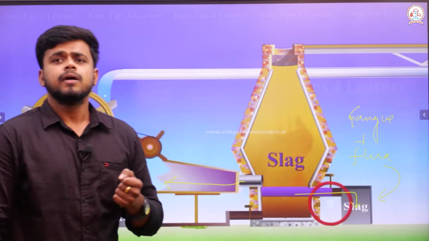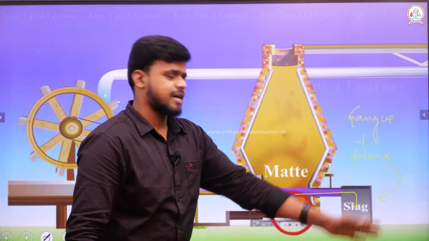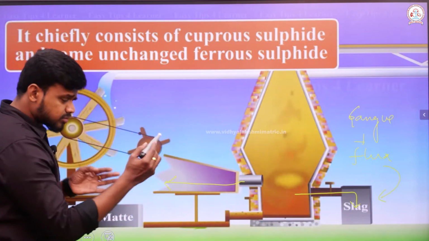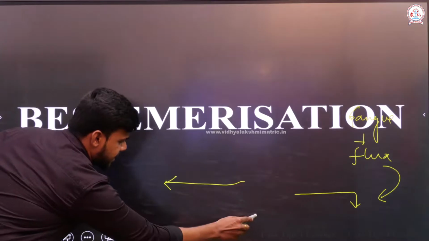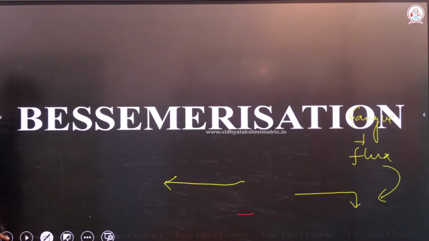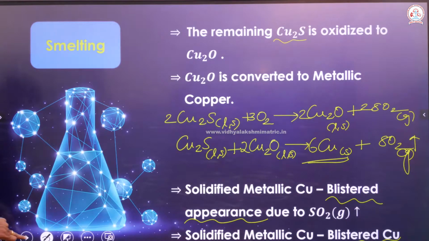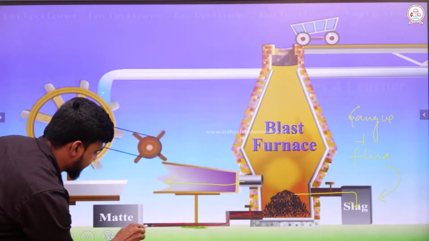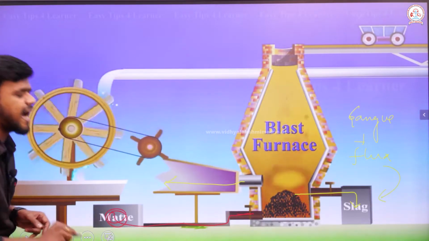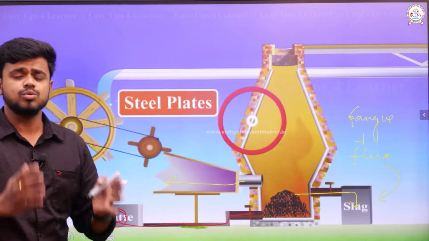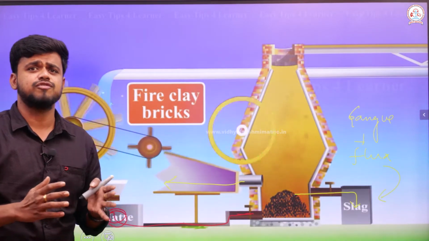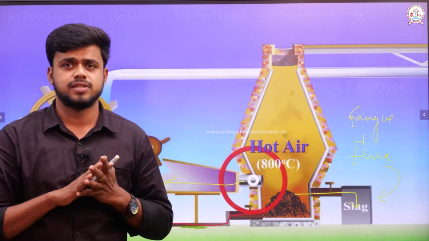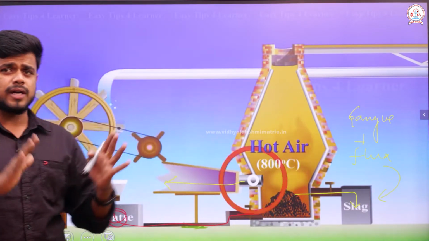Right. Since slag is collected separately, the left out copper sulfide and iron sulfide is completely transferred over here. When the left out copper sulfide and iron sulfide is completely transferred here, it will deposit as a matte. As soon as the matte is formed, it will be transferred into another furnace. Right. So I hope you are clear here.